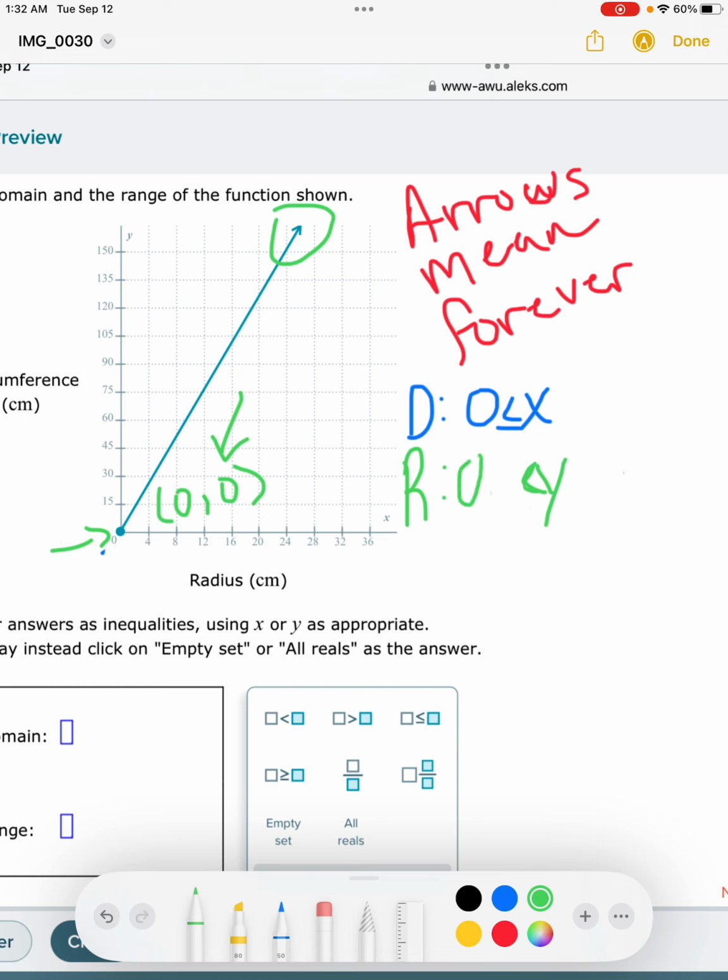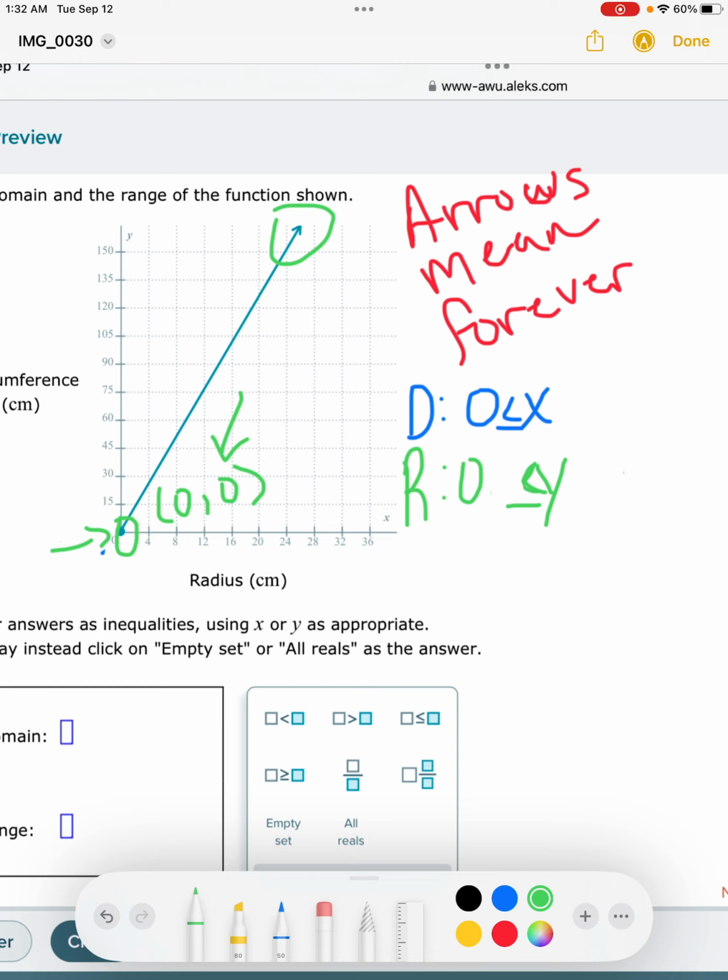And then I have to ask myself, do I put the equals to or not? And again, how do I check that? I see, well, is that coordinate point filled in or is it open? In this case, it's filled in. So make it an equals to. Okay, and that's the basic idea.